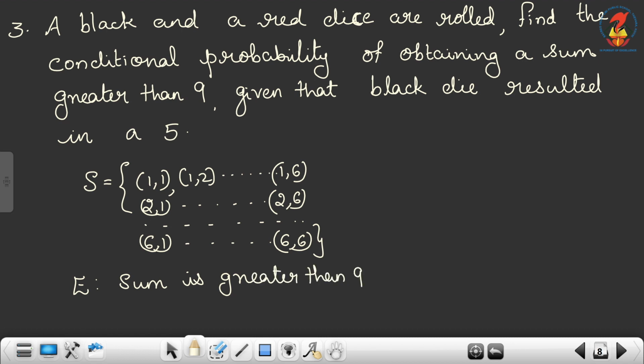Okay. Then what is given? Given that black die resulted in a 5. You have to write that as F. So F is the event. What is the event? Black die. Black means the first one. Black die resulted in 5.